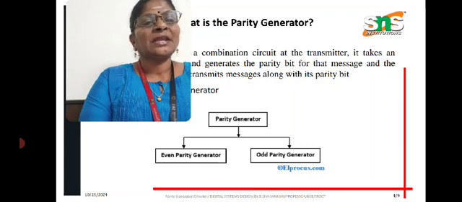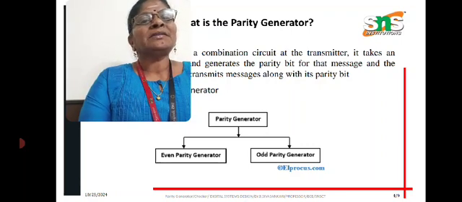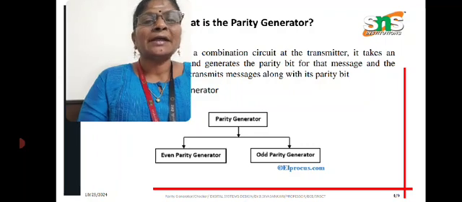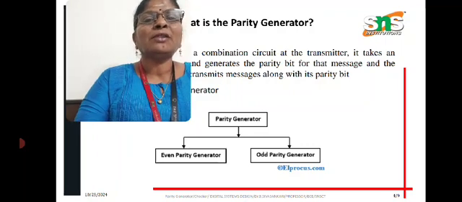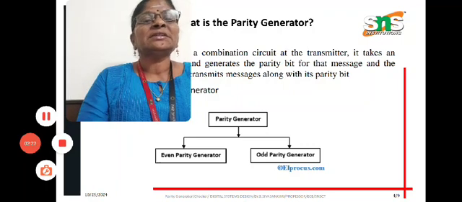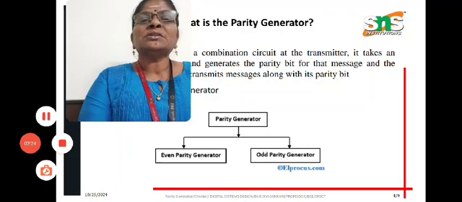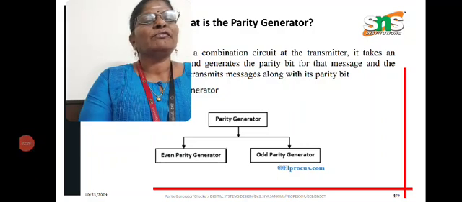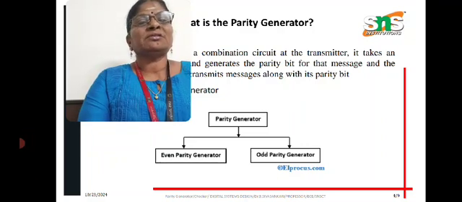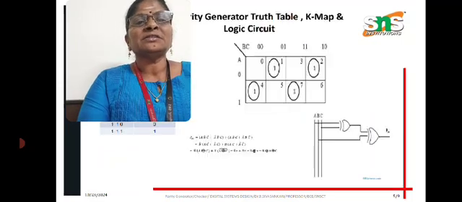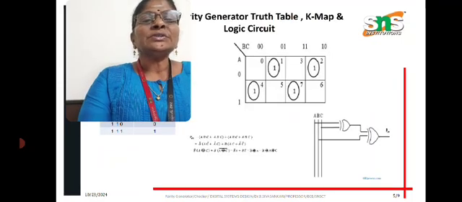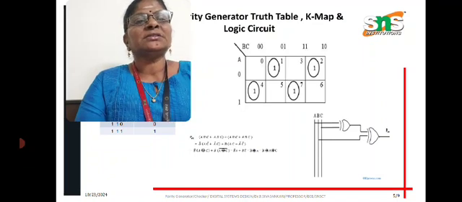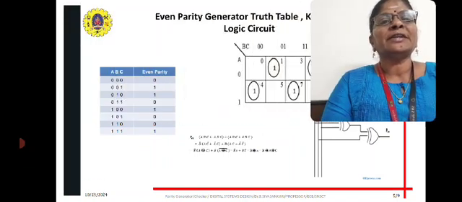So we have some data bits already. The parity bit is nothing but an additional bit we add along with the data bits. The parity generator is classified into two types: even parity generator and odd parity generator. This is the truth table of the parity bit for both even and odd.